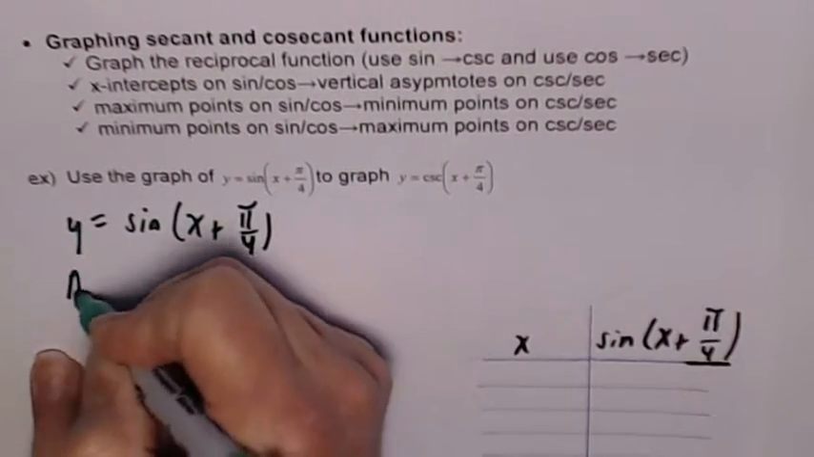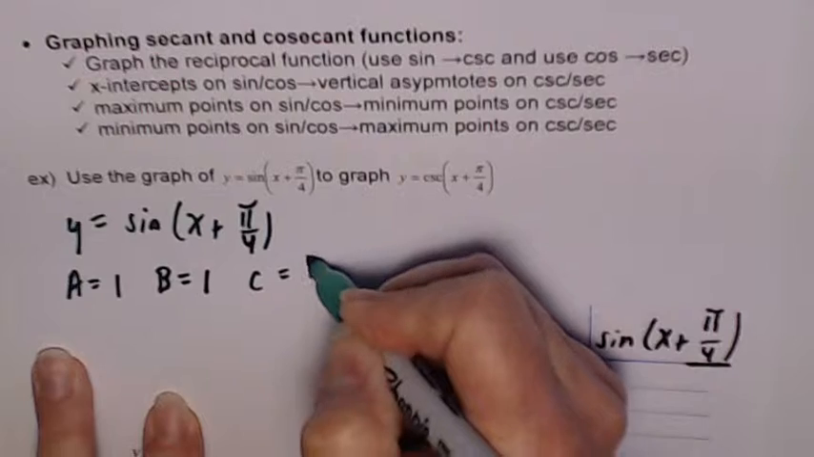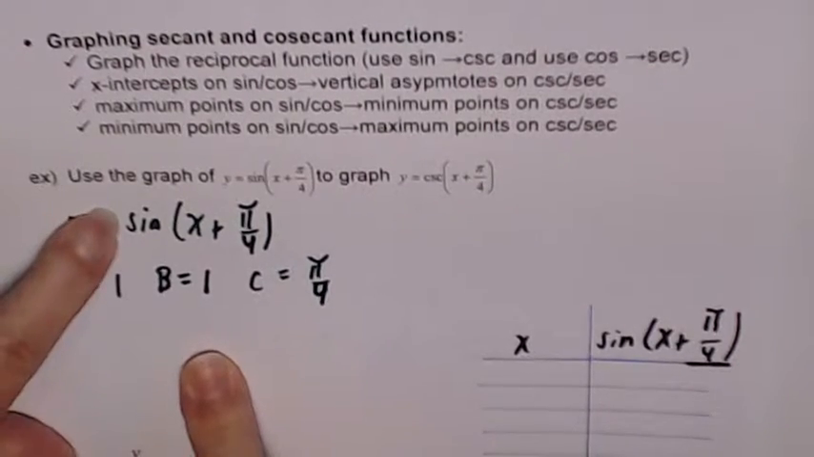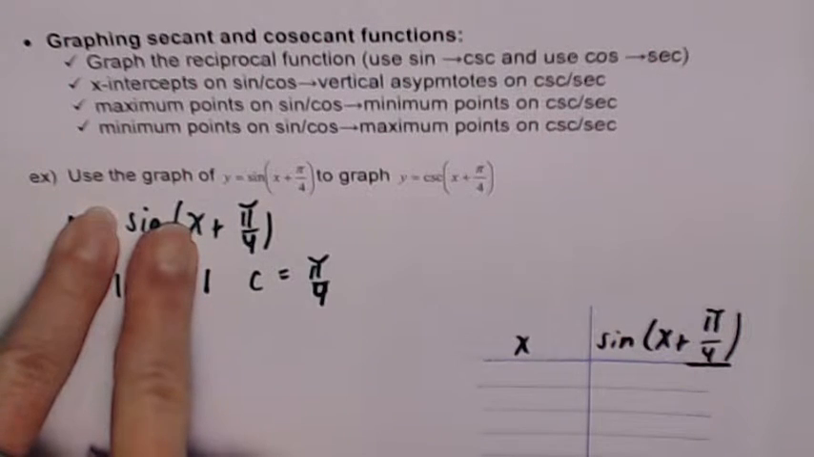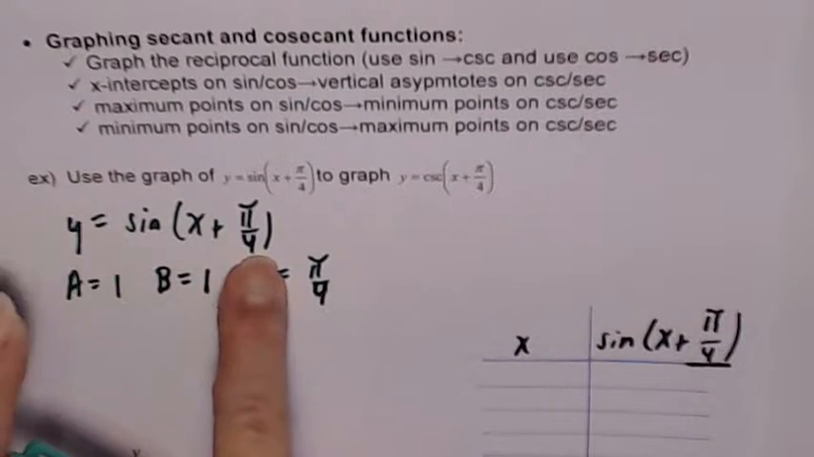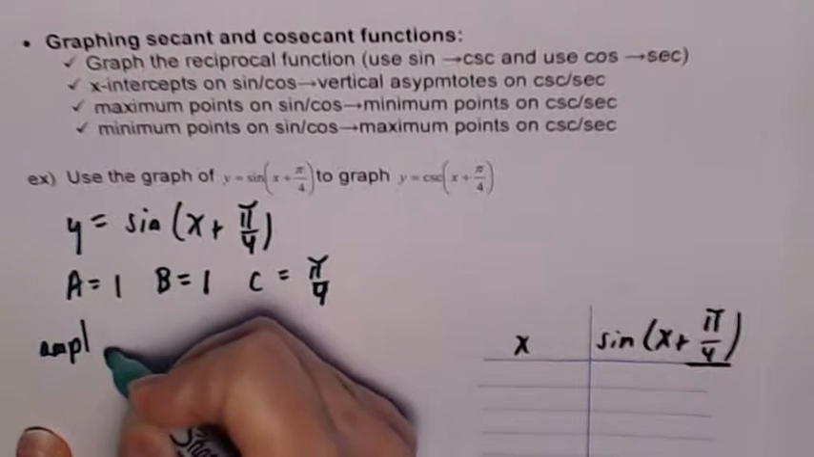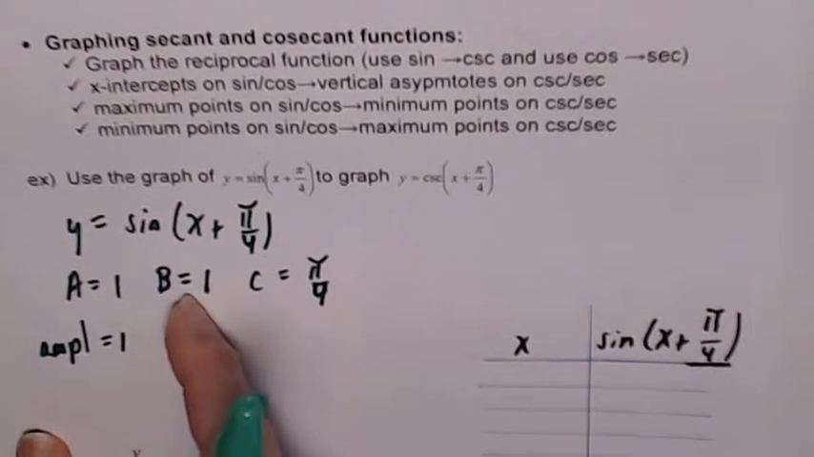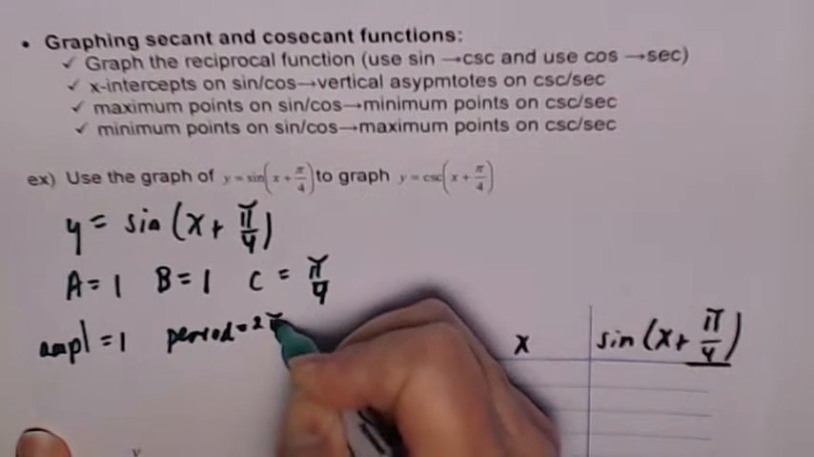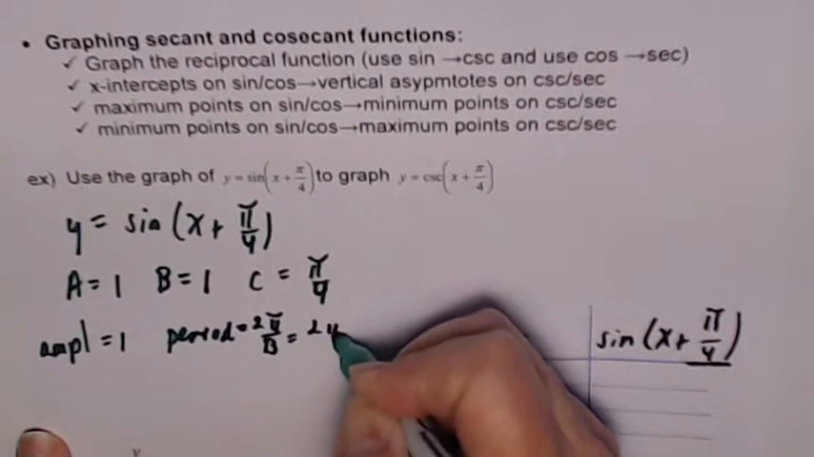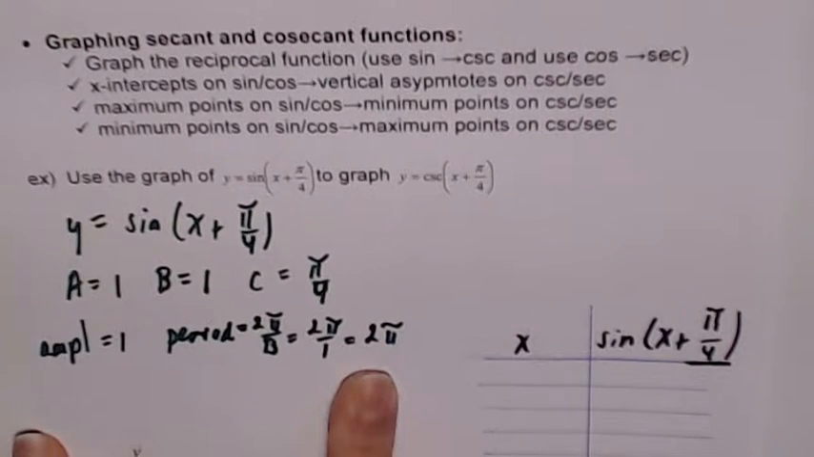Let's identify. A is 1, B is 1, and then C is pi over 4. A is 1, B is 1, they're not there, remember the invisible ones, and then C for finding our phase shift is pi over 4. So A, 1, this says that our amplitude, I'm going to abbreviate it, is 1. B, we use that for the period. Period is 2 pi over B, which is 2 pi over 1, which is 2 pi. So here, our period's going to be 2 pi.